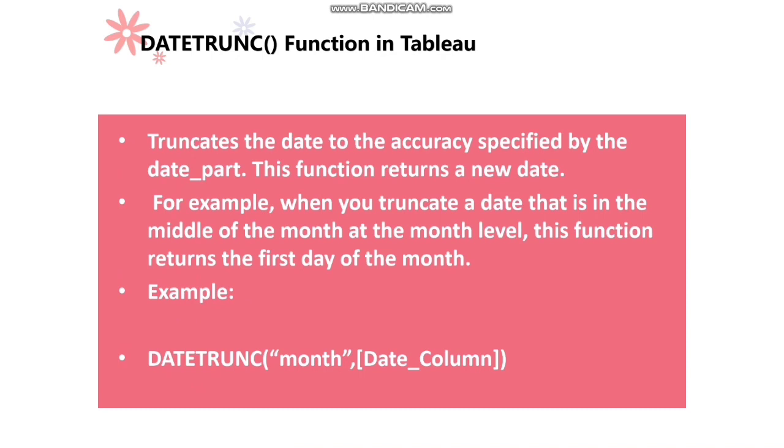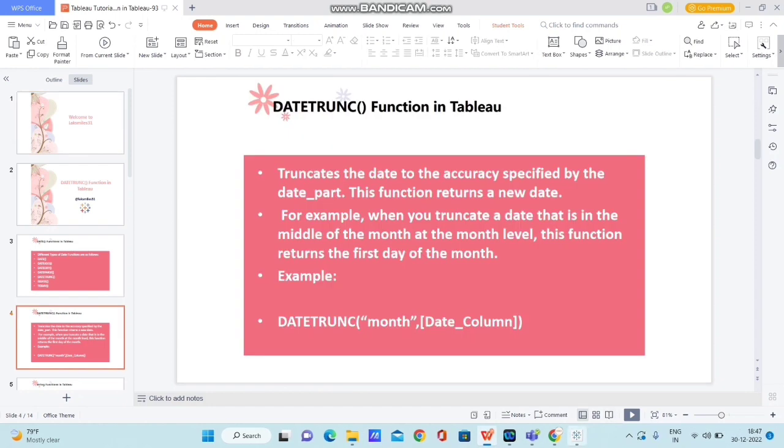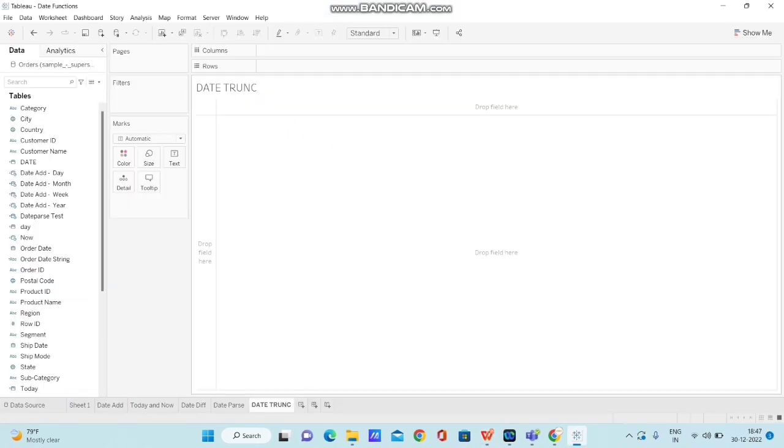Date trunc of month, comma, date column. Here, month is nothing but the date part and date column is nothing but the column we are passing in the date trunc function to get the truncation happen on the date. So let me open Tableau desktop and show you how to use date trunc and how easy it is to use date trunc. So I have opened Tableau desktop and I am using sample superstore data which is easily available online. You can even download it.